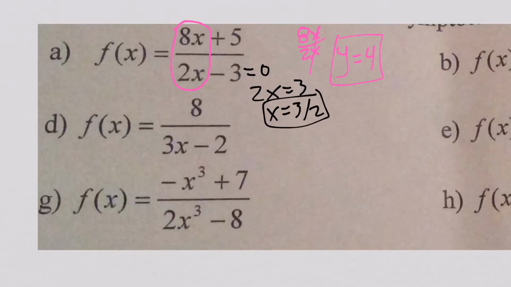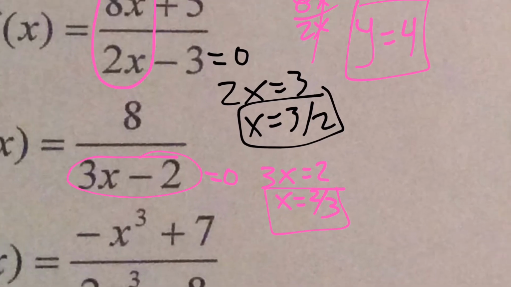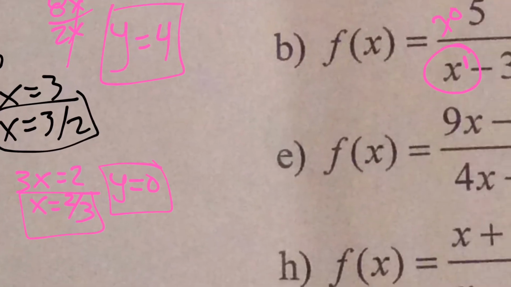Let's do D now. D, let's find the vertical asymptote. So look at the bottom. What x value makes 3x minus 2 equal to 0? Well, that's the same as saying what x value makes 3x equal 2. Solve for x. I didn't make a coherent sentence there, but divide by 3 on both sides, so x equals 2 thirds is going to be my vertical asymptote. Horizontal asymptote is going to be y equals 0, because the denominator has a larger degree, so you don't have to do any work for that.